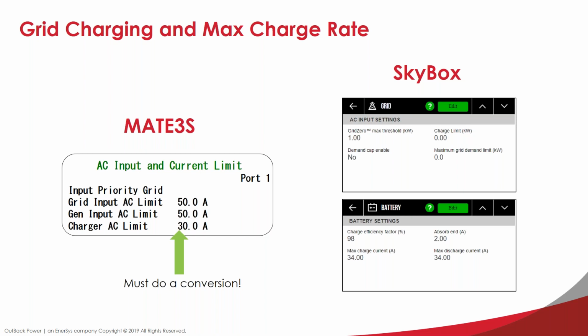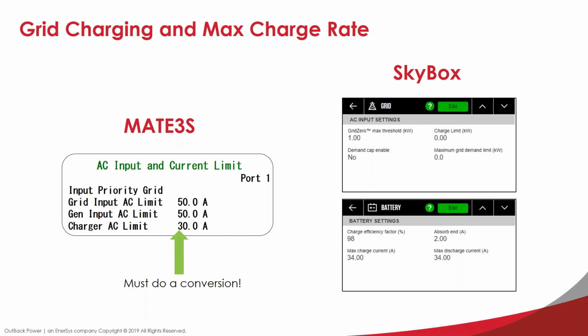Conversely, with Skybox, it's actually much easier. This is one of those settings that is not under the battery setting. It is actually under the grid tile. So you have to come out of the battery menu and into the grid tile. Again, configure, and then edit. And on the AC input settings, the charge limit is the number you want to change. That is how much you are able to charge from the grid, and it's in kilowatts. So if you want 1 kilowatt, 2 kilowatt, or 6, that's what you would put in there.